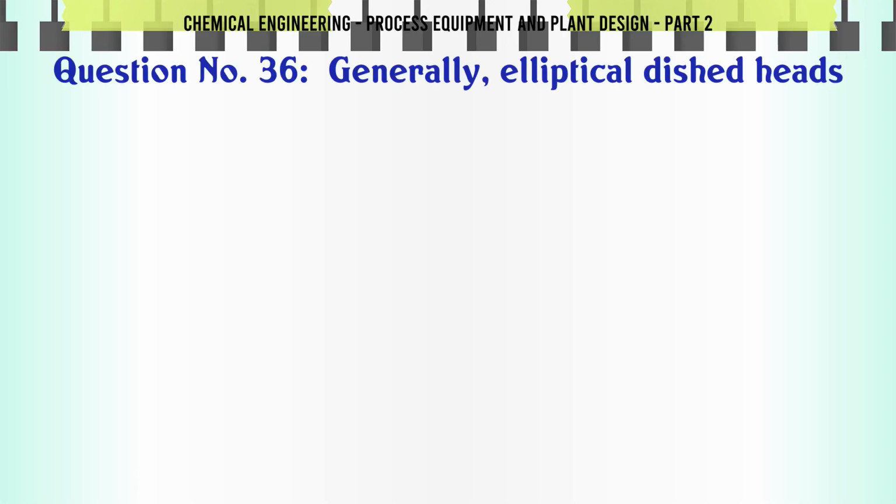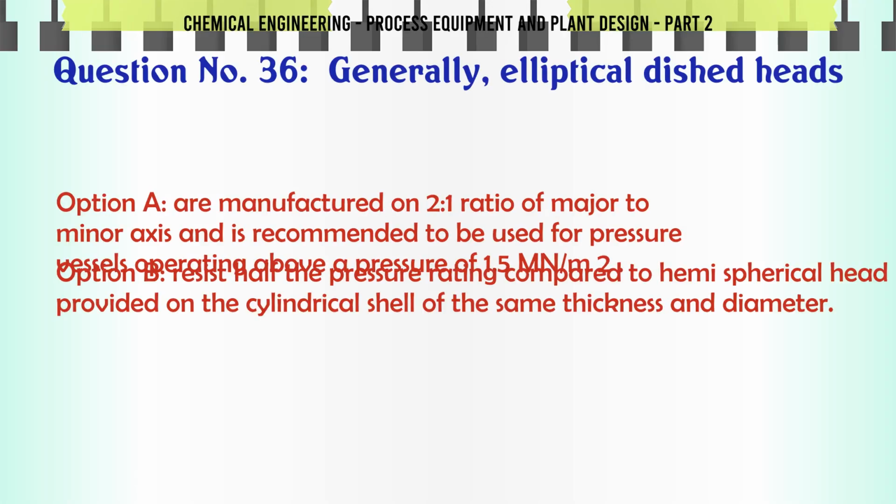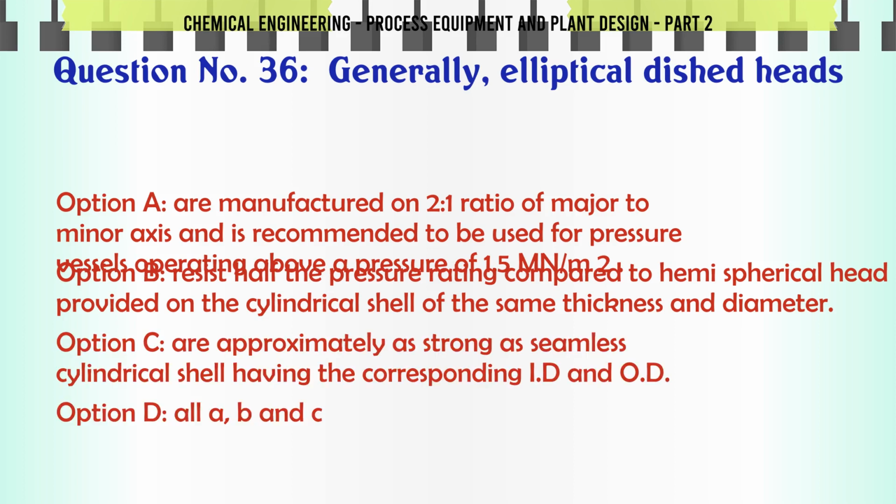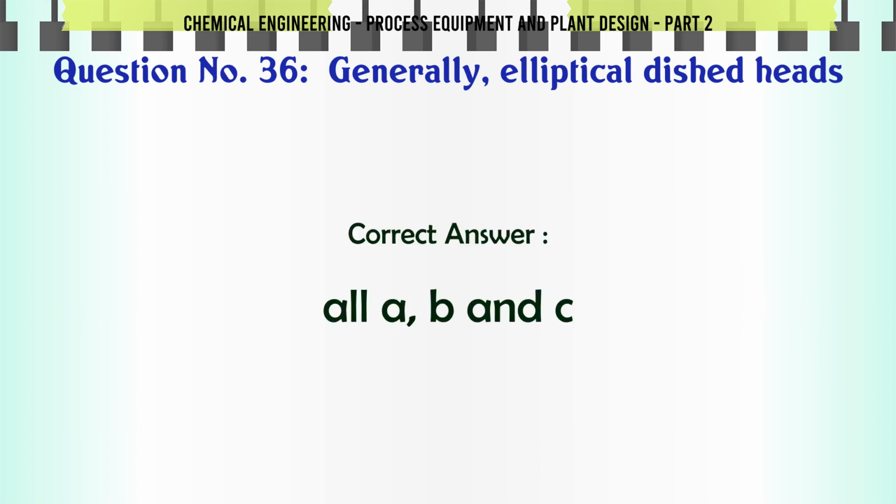Generally elliptical dished heads are manufactured on 2:1 ratio of major to minor axis and is recommended to be used for pressure vessels operating above a pressure of 1.5 M. B. Resist half the pressure rating compared to hemispherical head provided on the cylindrical shell of the same thickness and diameter. C. Are approximately as strong as seamless cylindrical shell having the corresponding ID and OD. D. All A, B, and C. The correct answer is all A, B, and C.